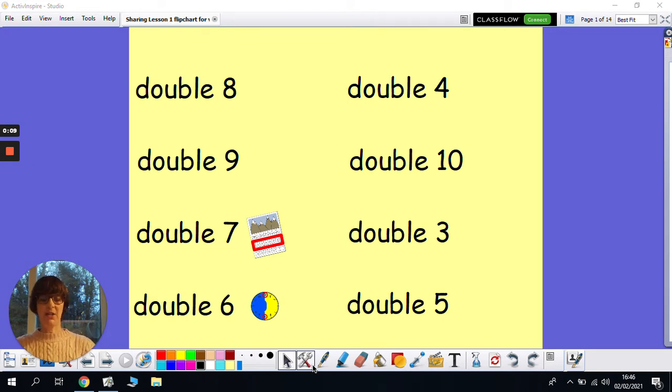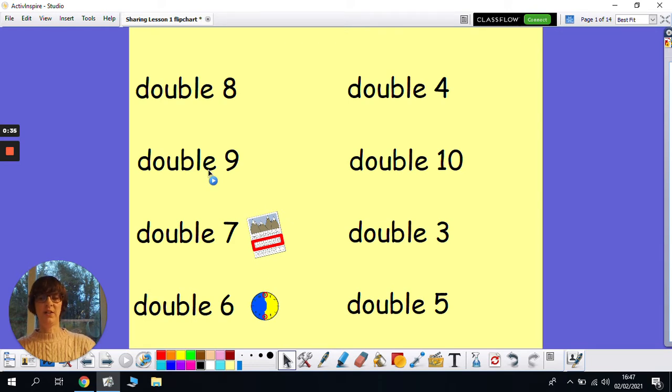Okay, let's get our brains warmed up by doing a little bit of doubling. What's double 8? Yeah, double 8 is 16. So what's half of 16? You're right, half of 16 is 8. Well done for remembering what we were learning yesterday. What about double 4? Double 4 is 8, and half of 8 is 4. Good job. Double 9. It's a tricky one to remember that, isn't it?